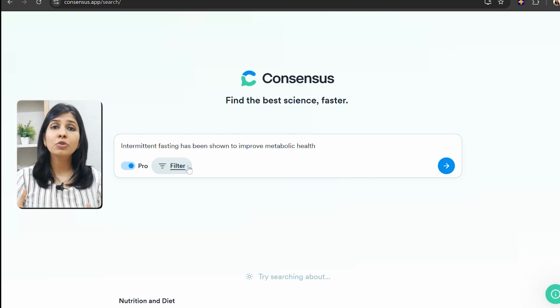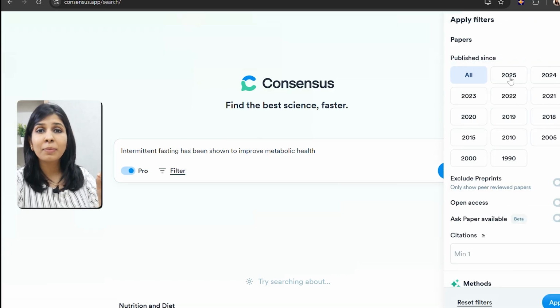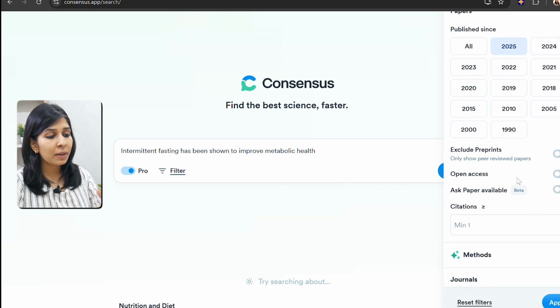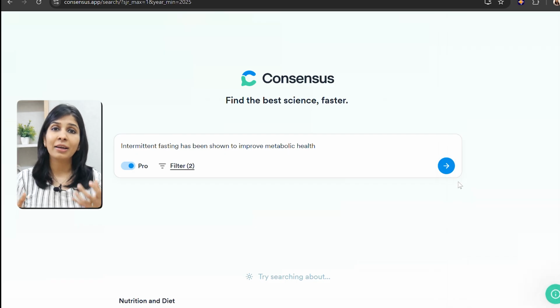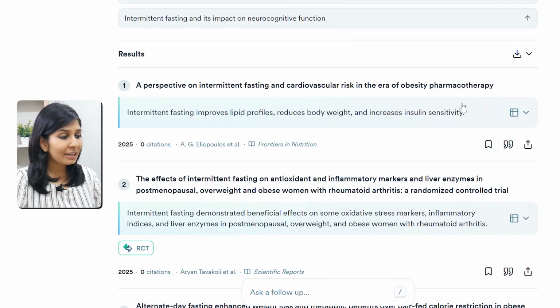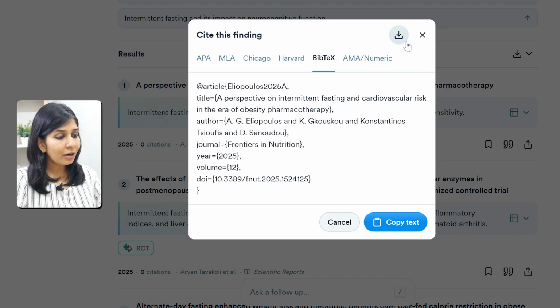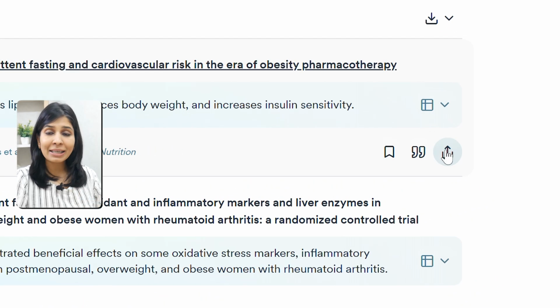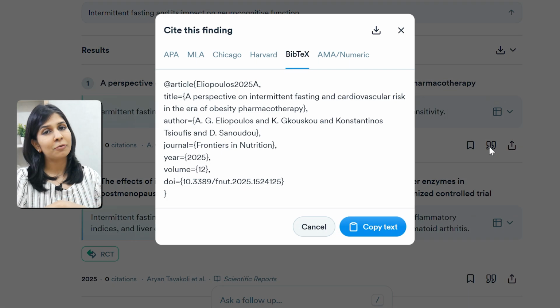After that, I can also use advanced filters. For example, I want only those papers which are published in this year, or I want papers which are published only in Q1 quality journals. In this way, I can shortlist the papers that I want based on these filters. And now for citing, I can directly cite the paper from here and choose the citation style that I want. Or I can share this paper with my team members, or otherwise I can save this paper into my reference manager as well, and I can cite the paper from there directly.